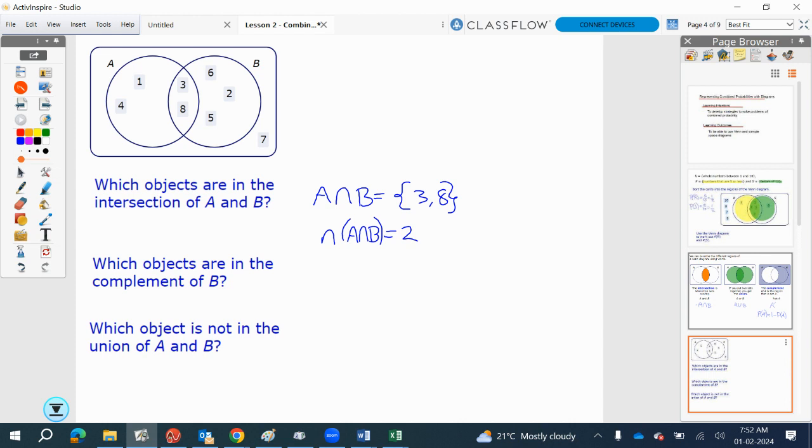Which objects are in the complement of B? So we want B complement. Which ones are in B complement? 3 elements, which ones? Lucas? 7. Troy? I think it's 4 and 1 and 7. Oh, it's 3. You said 4 and 7.